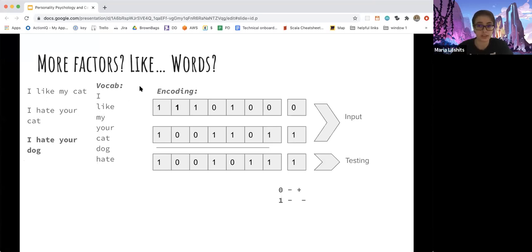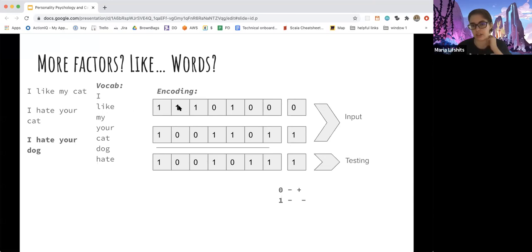The simplest way of doing it is just saying if a word is present or not, and that's what we're going to do here. We see that the word I is present in both, so 1, 1. The word like, the second word, is only present in the first one, so 1 here, 0 here. We do the same with all the words in the sentence and in vocabulary. At the end, we have one hot encoding vectors, and we match them to the answers. In this case, we assume that 0 is a positive emotion and 1 is a negative one.